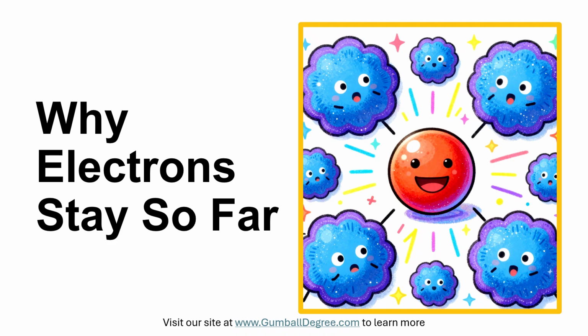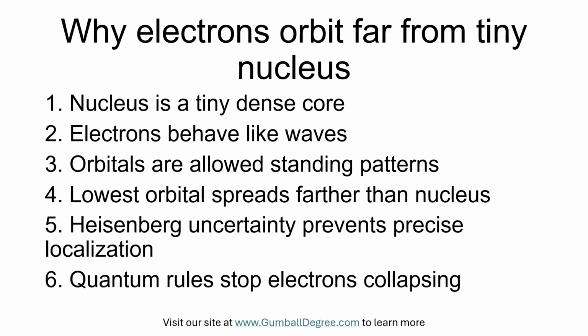Electrons are much farther from the nucleus than the nucleus itself, because electrons occupy quantized wave-like orbitals that spread out over a much larger region, while the nucleus is a tiny, dense core made of protons and neutrons. Think of the atom like a tiny solar system, where the nucleus is a very small, heavy marble at the center, and the electrons are fuzzy clouds orbiting far away.